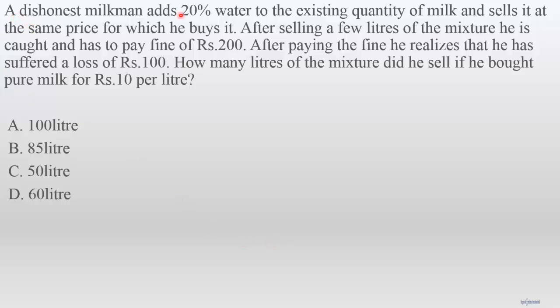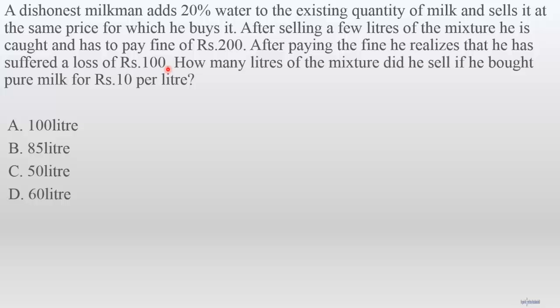The question says, a dishonest milkman adds 20% water to the existing quantity of milk and sells it at the same price for which he buys it. After selling a few liters of the mixture, he is caught and has to pay a fine of rupees 200. After paying the fine, he realizes that he has suffered a loss of rupees 100. Now, how many liters of the milk did he sell if he bought pure milk for rupees 10 per liter?